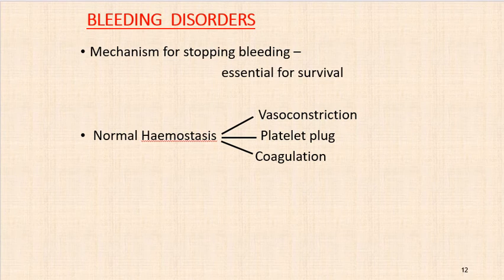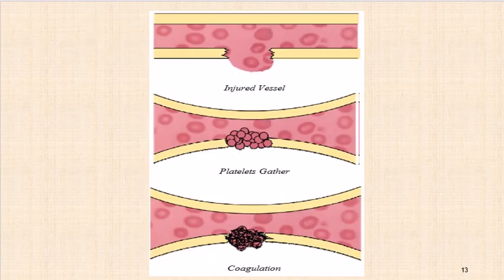Normally, hemostasis has three steps or three phases. The first one is, as I told you before, vasoconstriction occurs, then a platelet plug is formed, and then coagulation occurs, forming a firm plug like this. The platelet plug, and thirdly the coagulation occurs and a clot is formed.